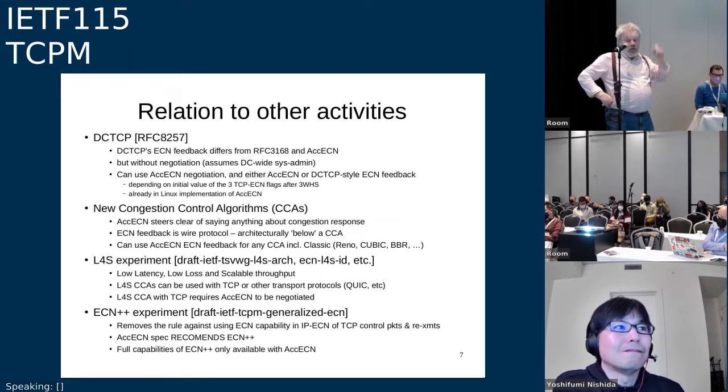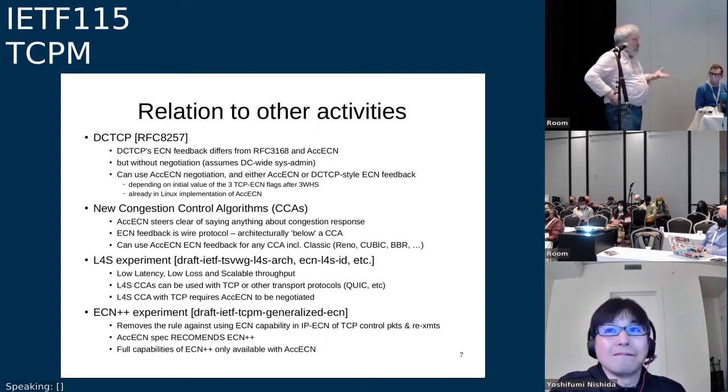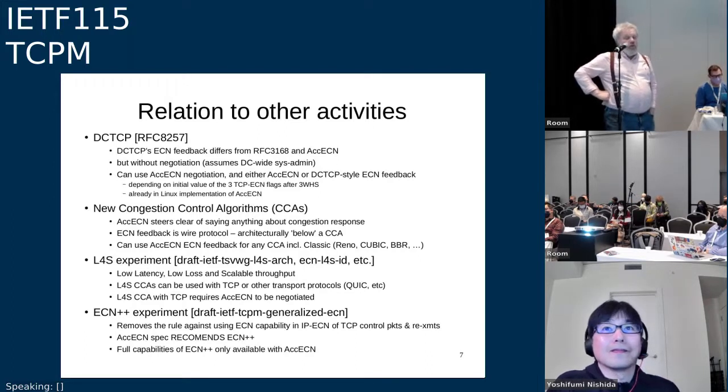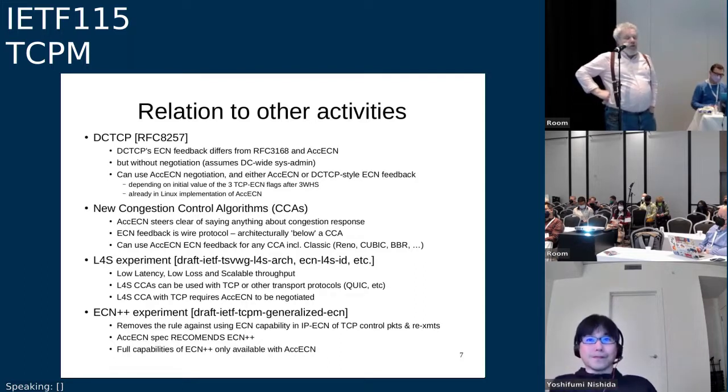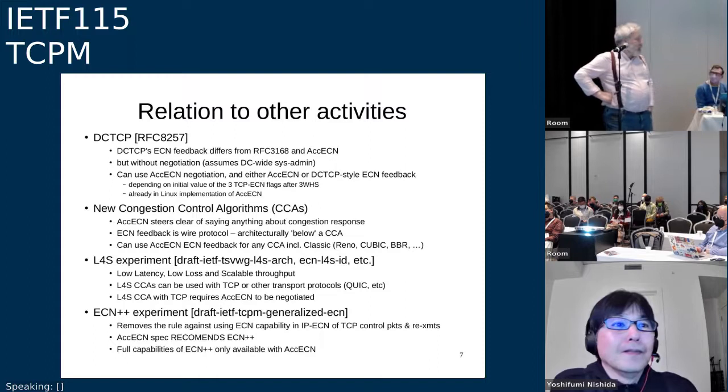And finally, it relates to another draft, ECN++, which is what the title calls it now, but the draft name is there. That removes the rule in RFC 3168 ECN about not using ECN on TCP control packets and retransmissions. The accurate ECN spec recommends using ECN++. I think that's okay to do, even though ECN++ is experimental and the accurate ECN spec is proposed standard. And the other way around, there are also aspects in the ECN++ spec that you can't use unless you're using accurate ECN. Okay, next.